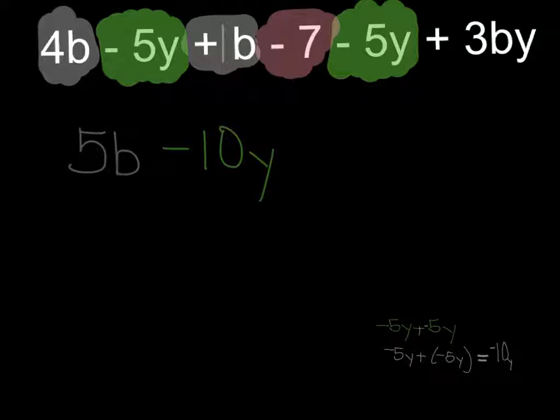Can you guys see that okay? Let me make it a little darker. Negative 7. There we go. Or a little lighter.